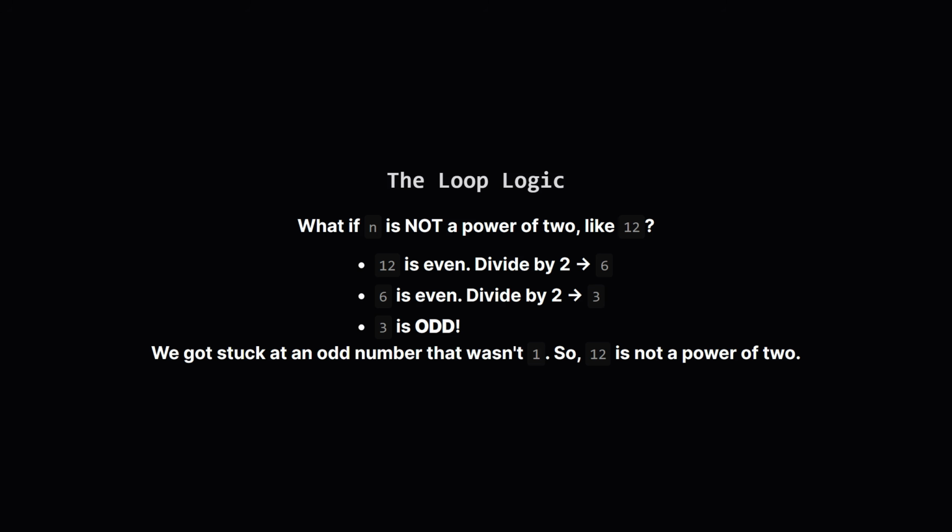But what if the number is not a power of 2, like, say, 12? We can divide it by 2 and get 6. That works. We can divide 6 by 2 and get 3. But now we're stuck. 3 is an odd number. Since we hit an odd number that wasn't our final one, we know 12 can't be a power of 2. This gives us the logic for our loop.